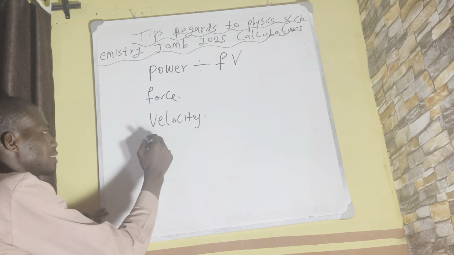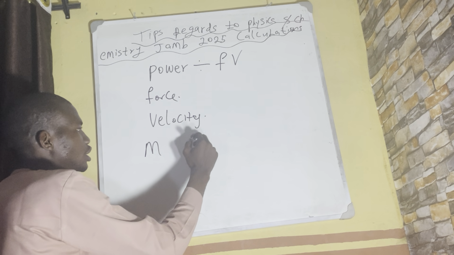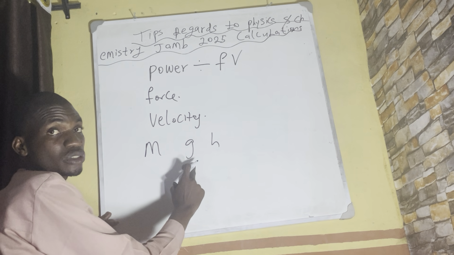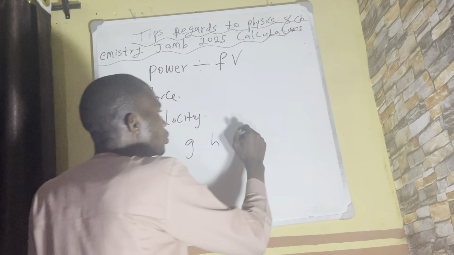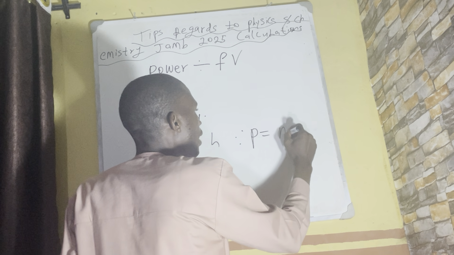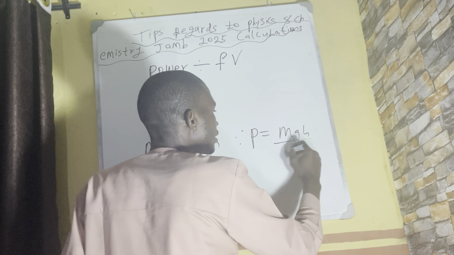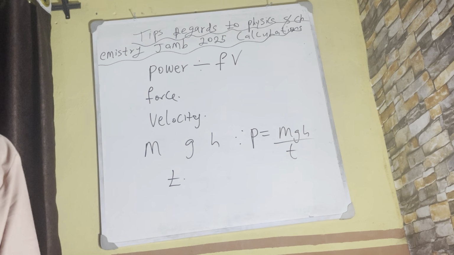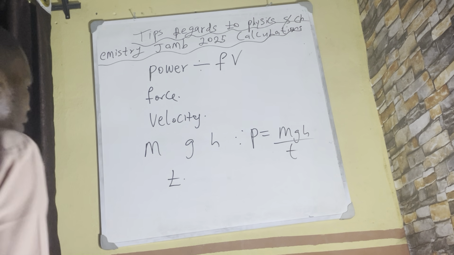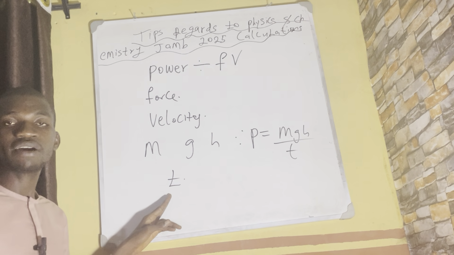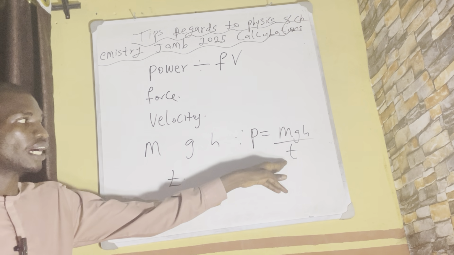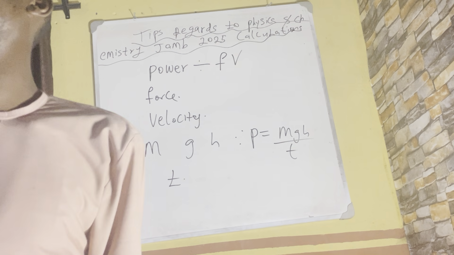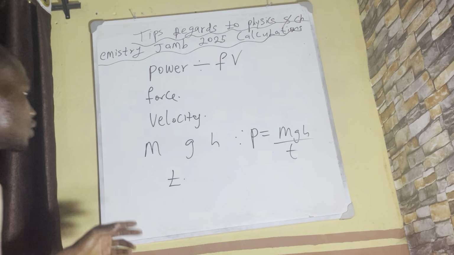When you have something like m, g, h, mass, acceleration due to gravity, and height, as well as time attached, your power is equal to mgh over t. Remember that power means multiply everything they give to you. Once you see time, distance, levels, you divide. They are called divisors.